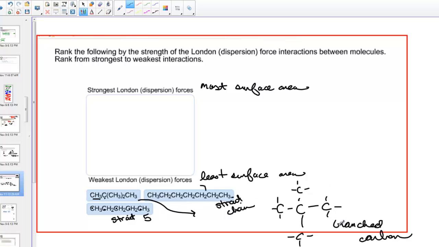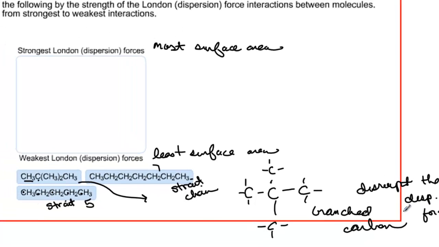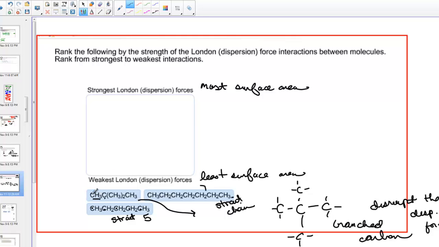So of course we know the branches disrupt the opportunity to create an intermolecular attraction. They disrupt the dispersion forces because the carbon chains can't get near each other. It's like having a little barb hanging out. So if this disrupts the opportunity to set up the dispersion force, it of course is going to form the weakest dispersion force. The longest carbon chain has the most surface area. It is going to have the strongest dispersion force, and therefore the one in the middle would be the 5 carbon straight chain.